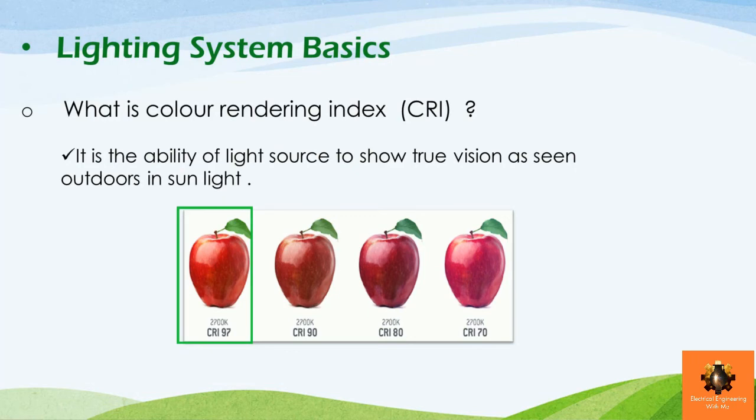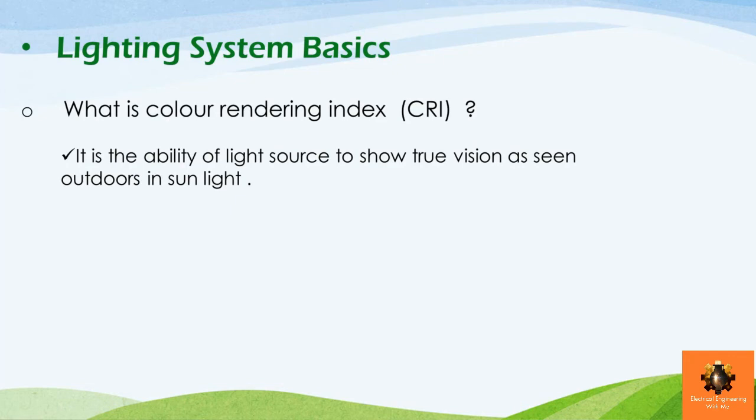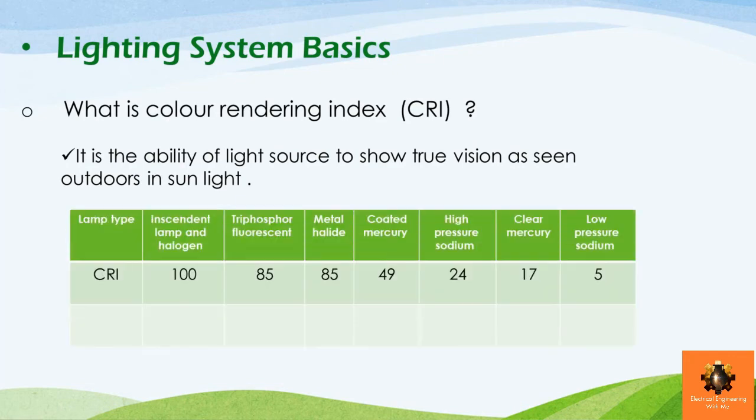And here we are considering the sunlight to be the reference, so the true vision of any object is achieved in the sunlight. The CRI of the sunlight is 100%, and we are comparing the other lights with the sunlight to get their color rendering index. So the more the lamp light is similar to the sunlight, the higher the color rendering index. And here are some lamp types with their different values of color rendering index.